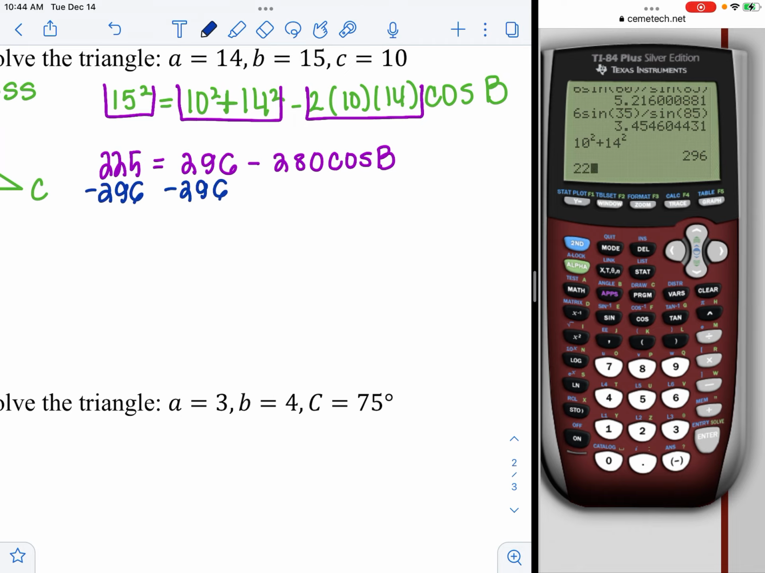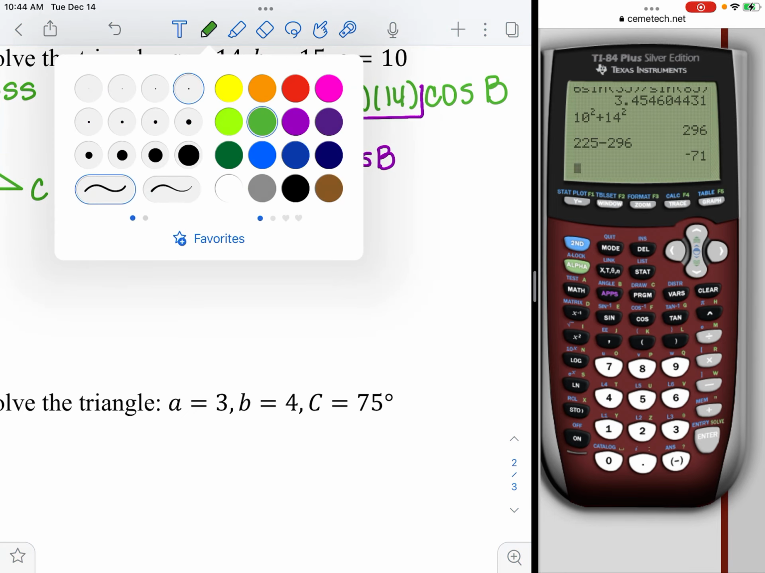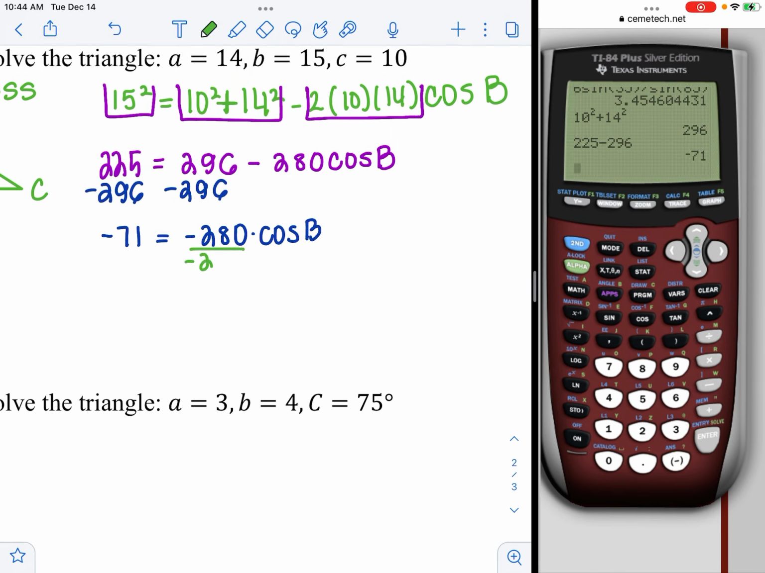225 minus 296 is -71, which equals -280 times cosine of B. All right, I need to get cosine of B by itself, so now I'm going to divide both sides by -280. So now I have cosine of B is equal to -71 over -280. Notice I haven't touched my calculator other than to do 225 minus 296.